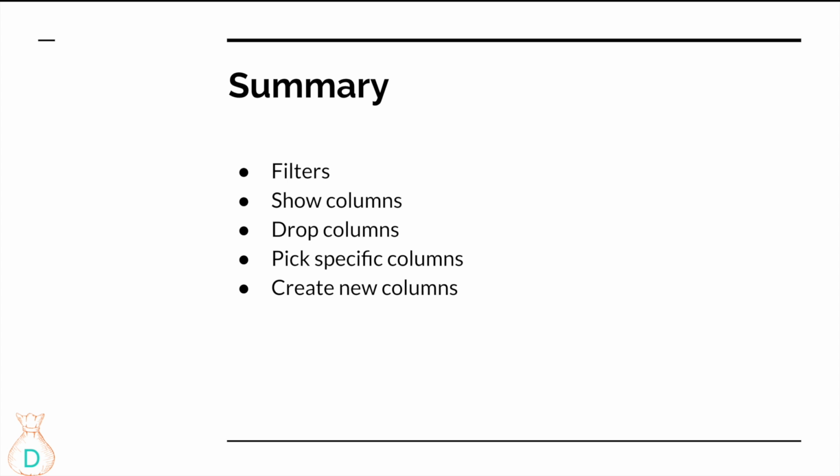And then we also talked about how to drop columns and pick specific columns. These two are very useful, depending on how many columns you're trying to drop or trying to pick. And then we also talked about a little bit of feature engineering, how you can create new columns based on calculations from your other existing columns. That will be very useful to create new features that you can put into your model.